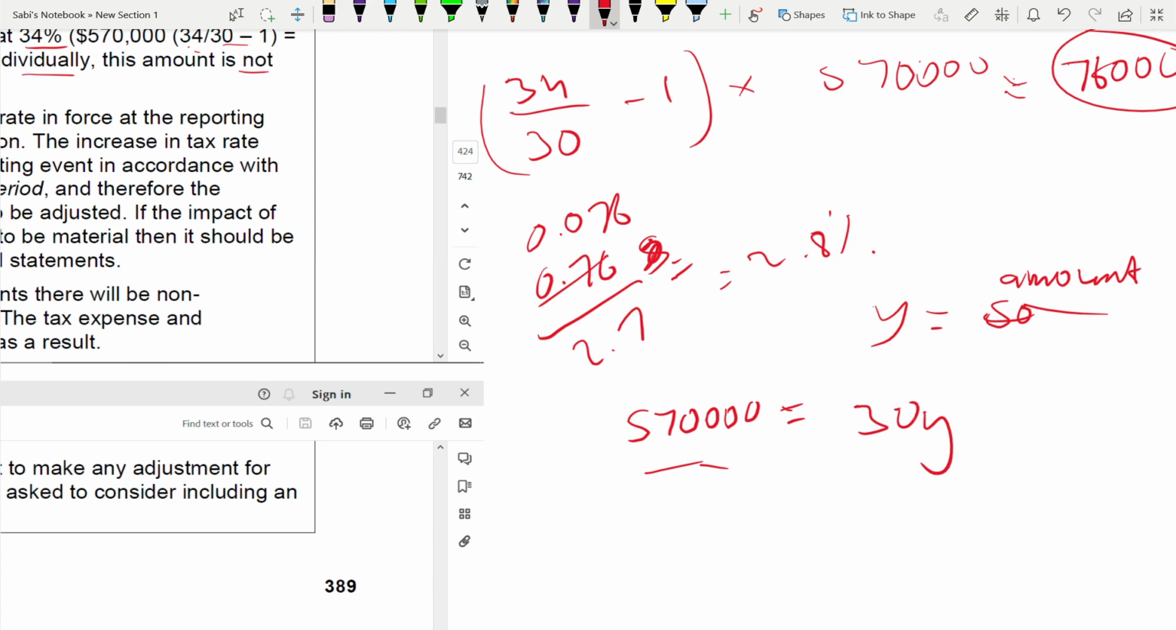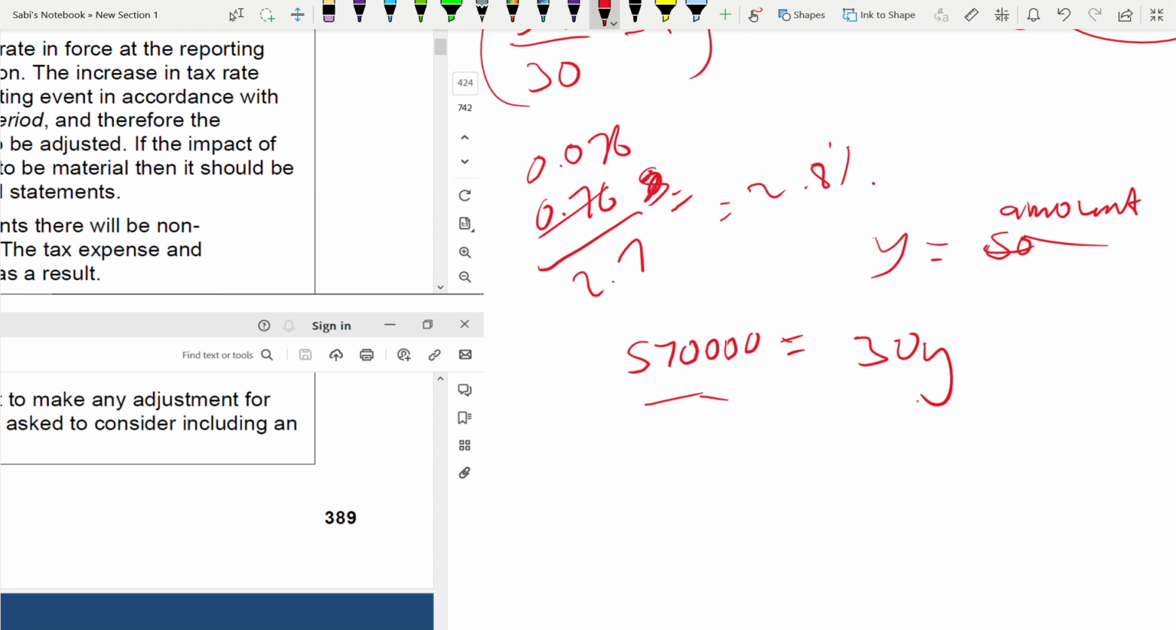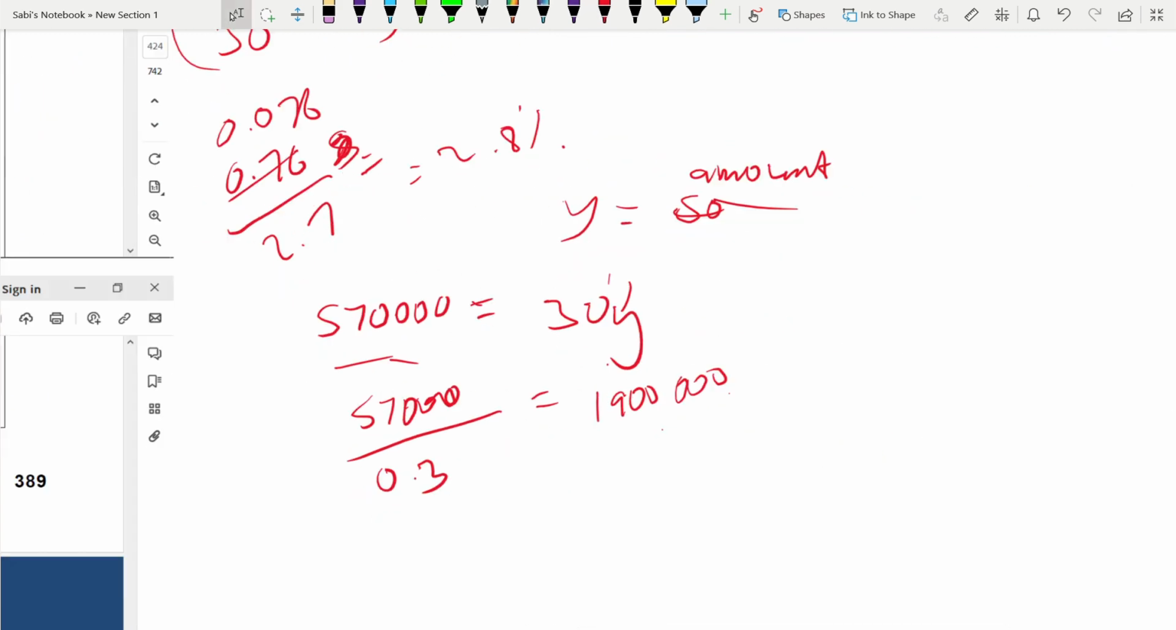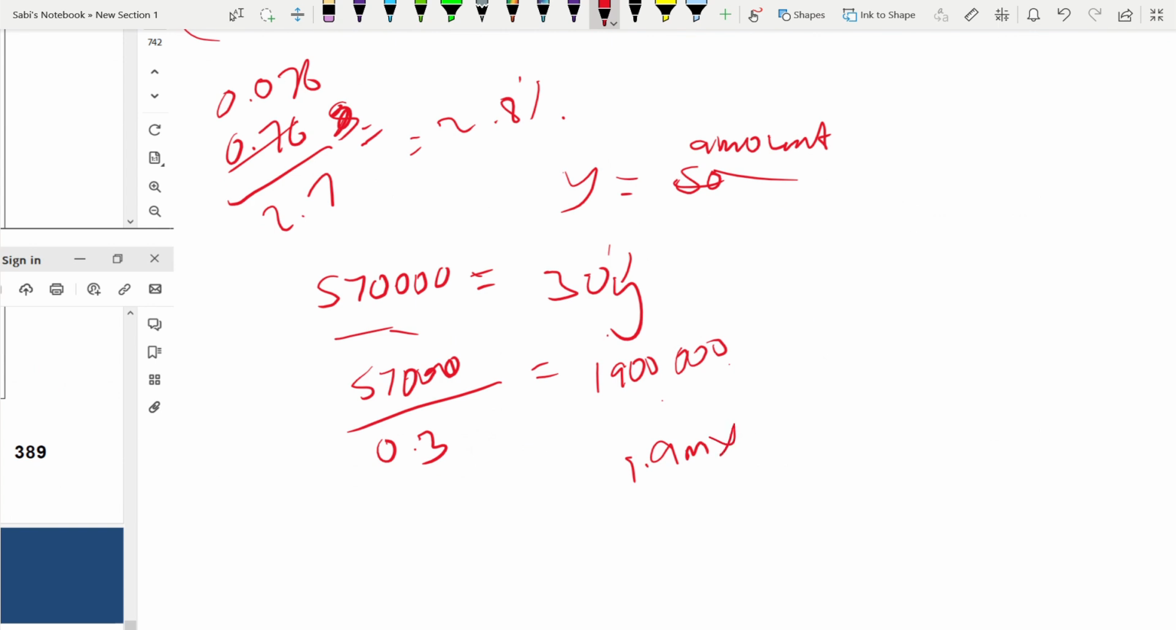We are working backwards now. First we need to find y to apply 34%, that increased amount. So it will be 570,000 divided by 30%. 30% means 0.3. Y will be 1.9 million. On this, if you apply 30%, you can always check. It's always good to check. Apply 30% on 1.9 million and see whether you are getting 570,000 or not. You should be getting this. Then only this is correct. Verify whether this is correct or not.